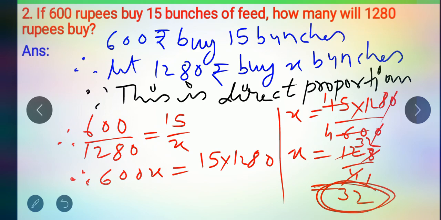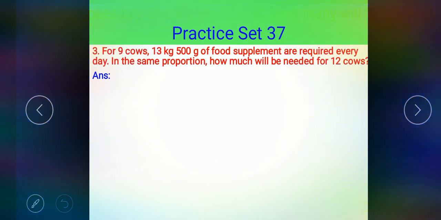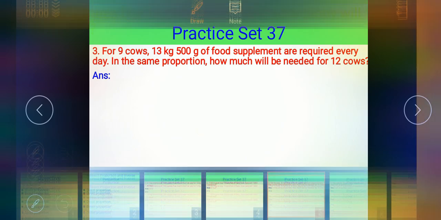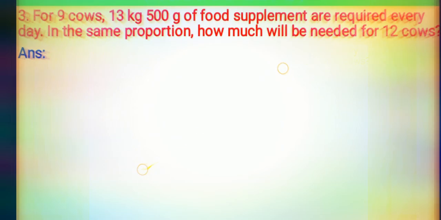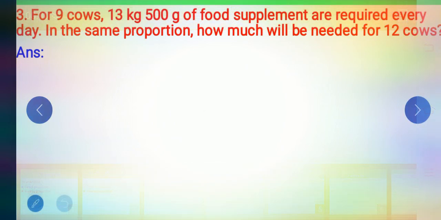Let's see more sums. When you see the next question of the same exercise, we have question number 3. In this question, for 9 cows, 13 kg 500 gram of food supplement is required. Students, first of all, 13 kg 500 gram can be written as 13.5 kg. Now for 9 cows, the requirement is 13 kg 500 gram, right?